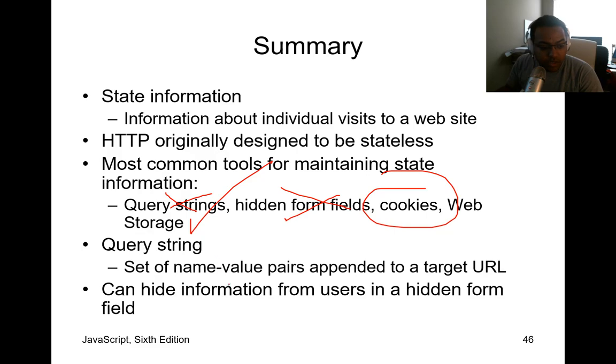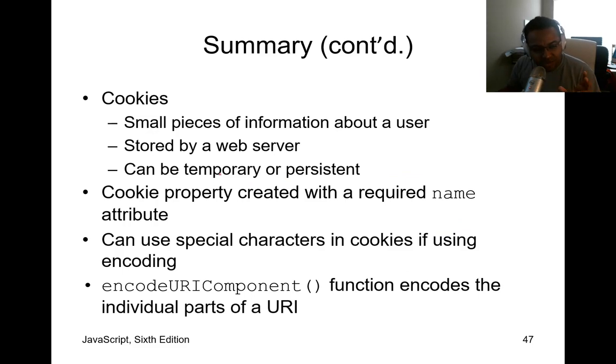Query strings set a key-value pair appended to the target URL that is concatenated using a question mark. You can hide information from users in a hidden form field. Cookies are small pieces of information about a user that are stored by a web server and the client, and can be persistent or temporary. The only required attribute in a cookie property is the name. You can use special characters in cookies if using encoding, and if you want to encode, you use the encodeURIComponent method. If you want to decode, you use decodeURIComponent.